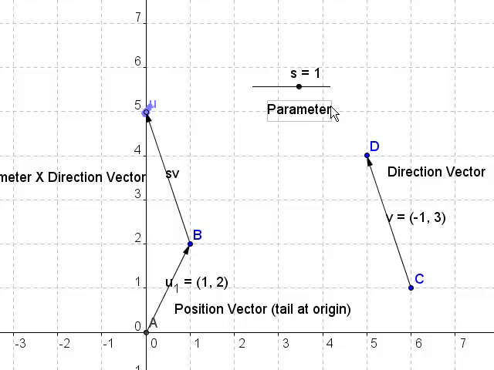Now as I change this parameter, what you'll see is I can create a line. All the points that I can achieve with this particular linear combination makes a line. And if I want to look at this line, I can see that it has a slope of -3. It's got a rise of -3 for a run of 1, and it has an intercept of 5. And so with this vector equation of the line, I've produced the exact equivalent of the y equals mx plus b form of the line, y equals -3x plus 5.